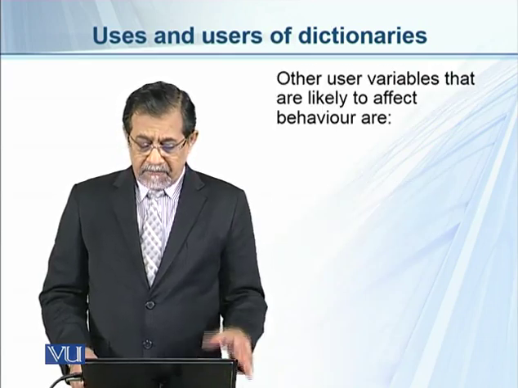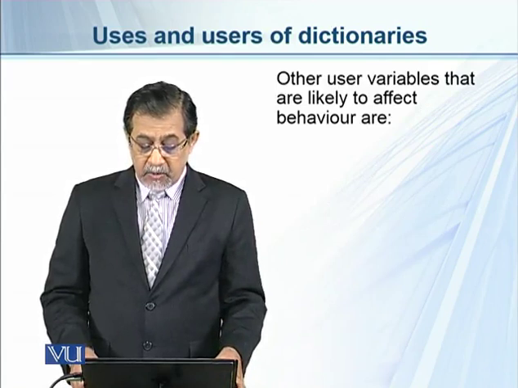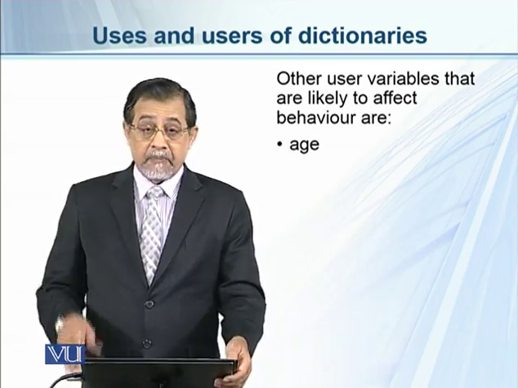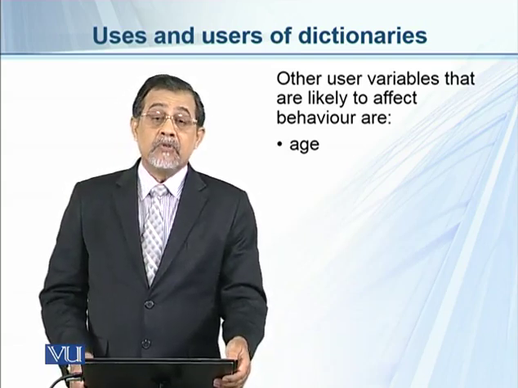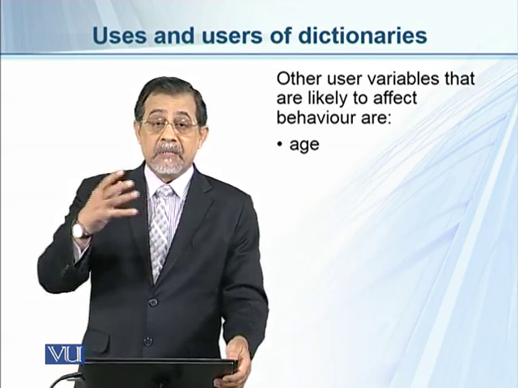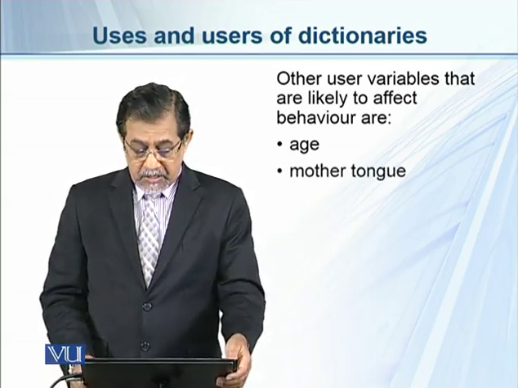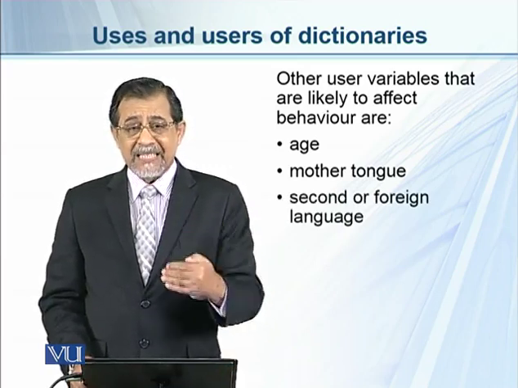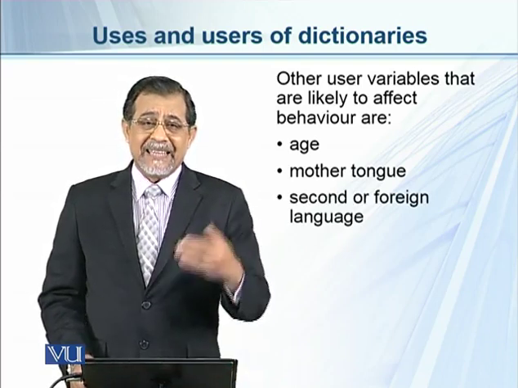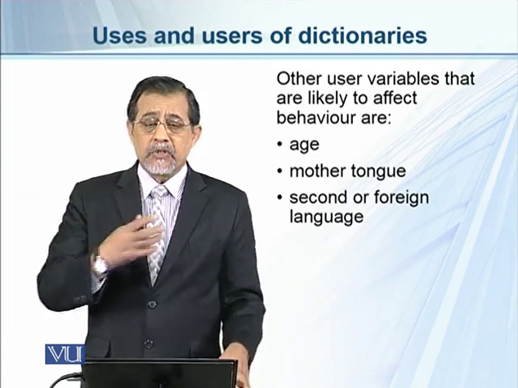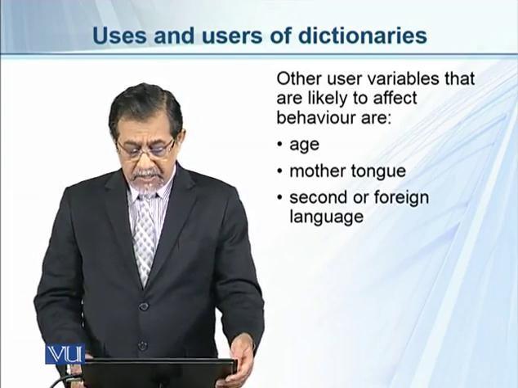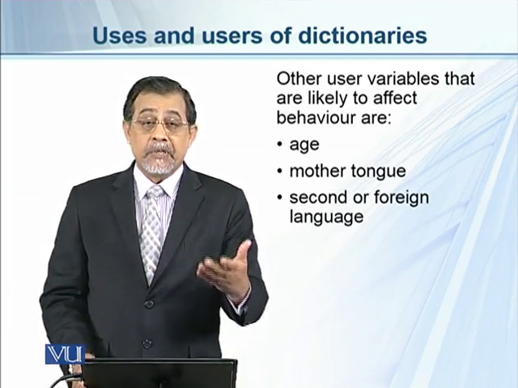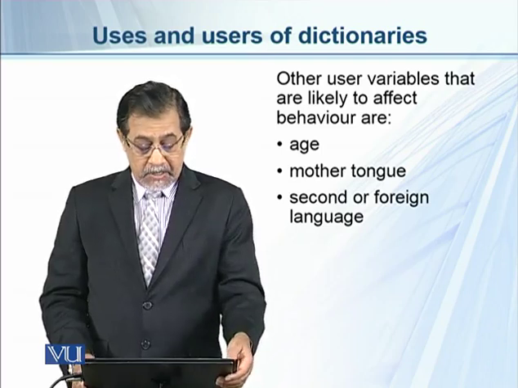Other user variables that are likely to affect behavior are the age of the people. Age is also a variable in the use of dictionaries. Mother tongue: people who speak the language as a mother tongue use dictionaries less in the case of an unknown word. They try to understand the meaning from the context. However, second and foreign language learners, whenever they encounter an unknown word, look it up in the dictionary.